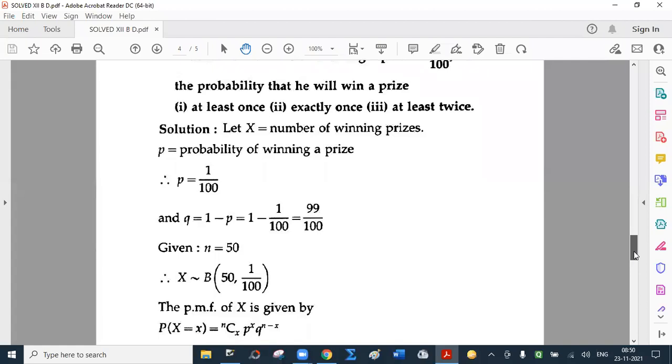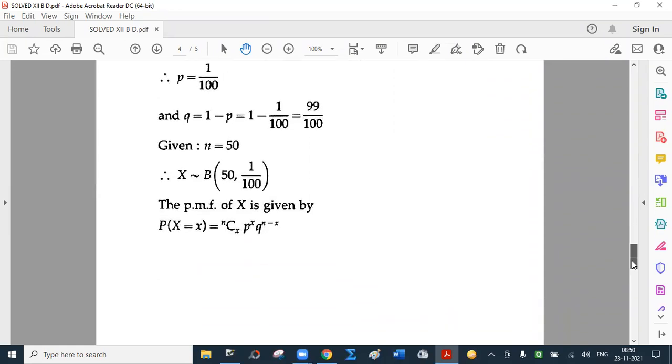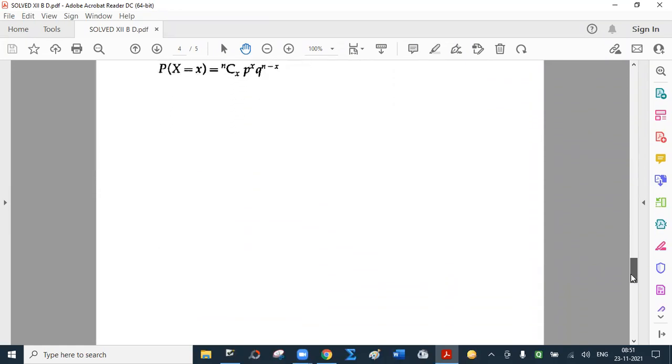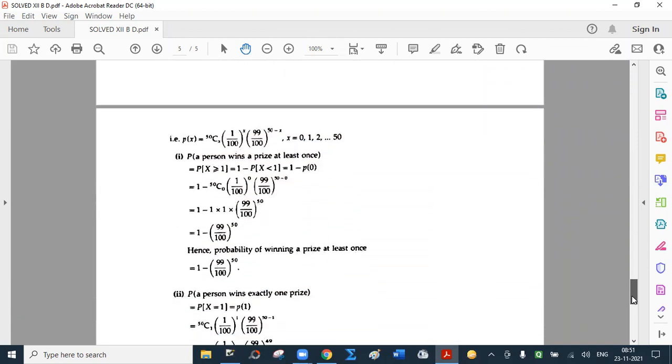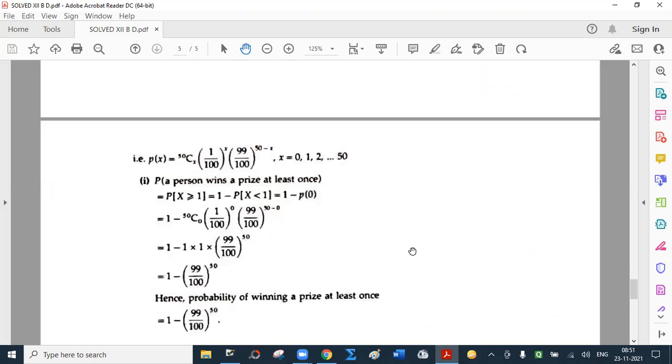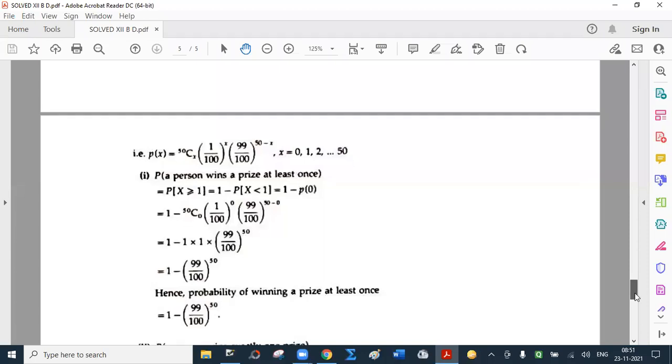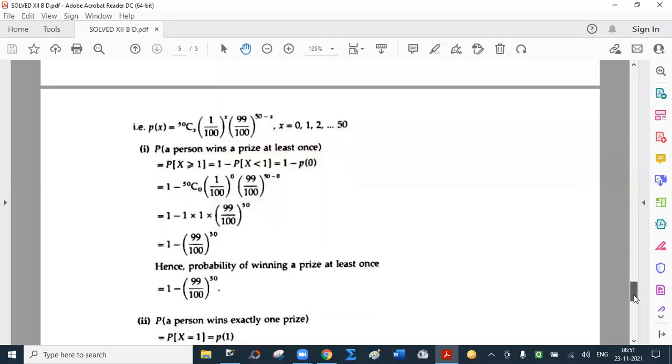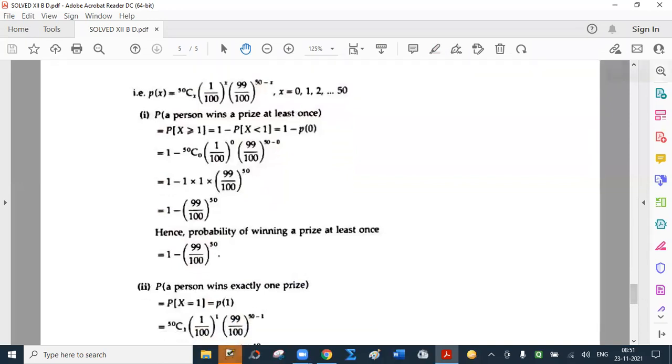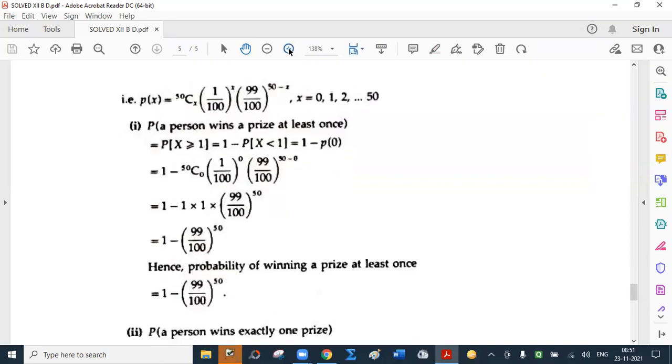What is probability mass function of X? P of X equal to x is nCx p raised to x into q raised to n minus x. Substitute the values. So it is 50Cx, 1 upon 100 raised to x, 99 upon 100 raised to 50 minus x, x goes from 0 to 50. It is better if you mention this.